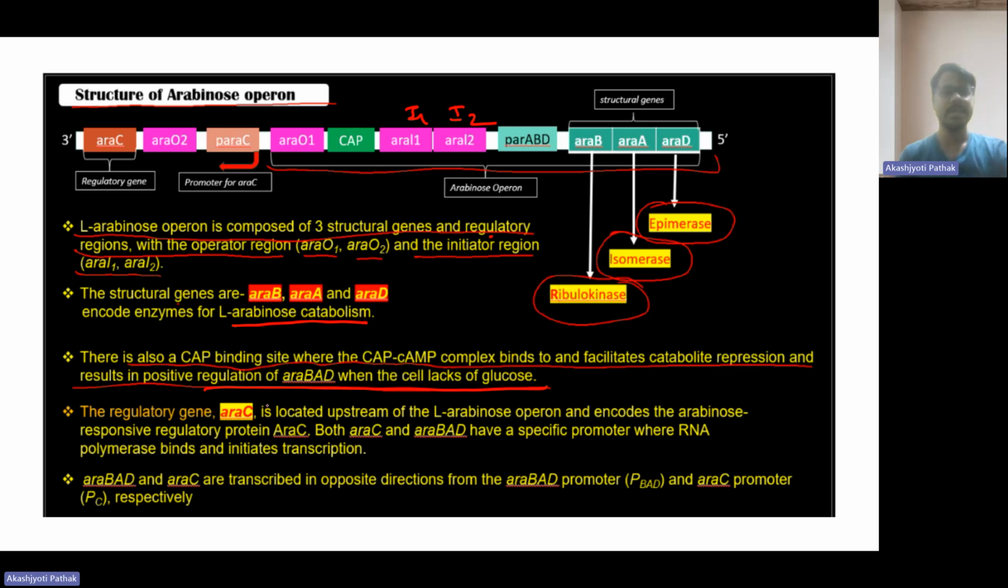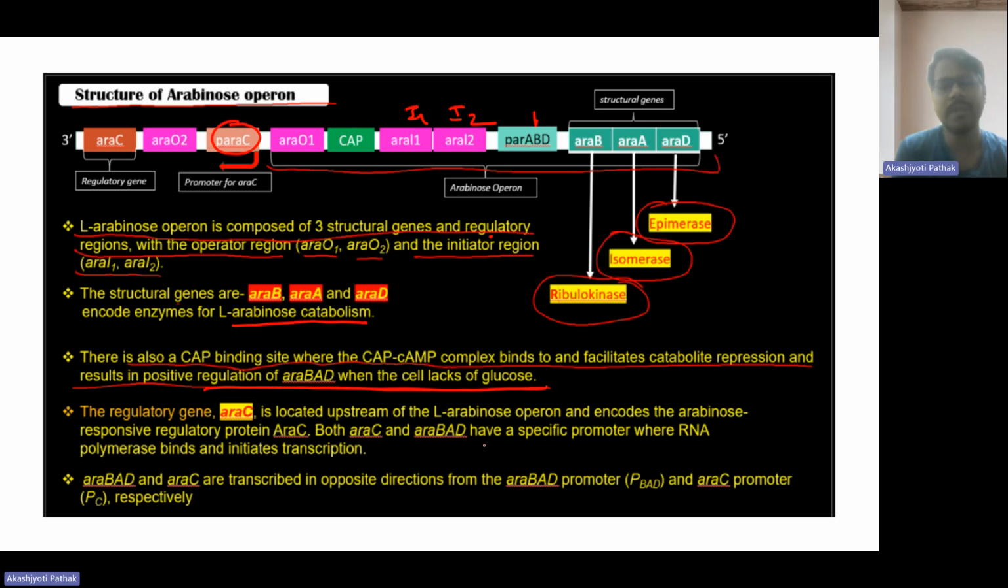The regulator gene araC is located upstream of the L-arabinose operon. This is the regulatory gene. As you can see in this figure, it is located upstream of the promoter region of both araC and araBAD. AraC has its own promoter. This is the promoter for the araC gene, and this is the promoter for the BAD genes. There are separate proteins, so that is why it is a regulatory gene. A regulatory gene has its own promoter. A regulatory gene is not a part of an operon.